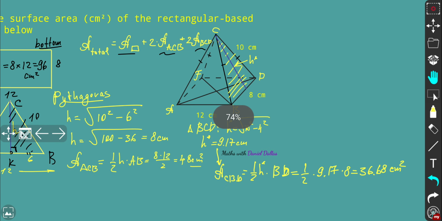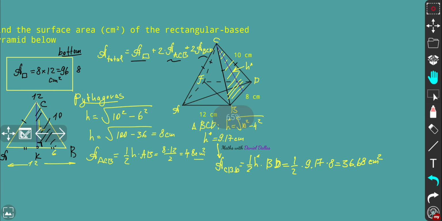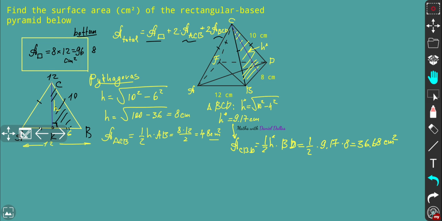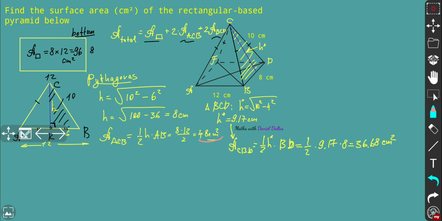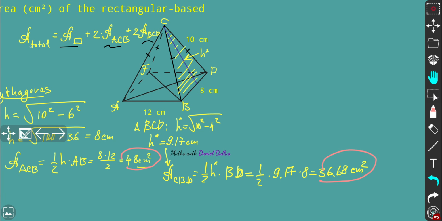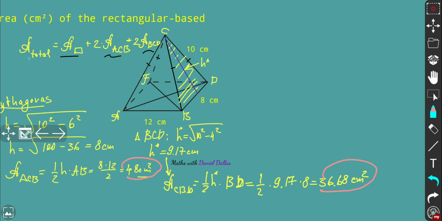So we have all the measures for each particular area right now. And what I'm gonna do, I just squeeze a little bit. And now we just want to use those values. So the area for triangle ACB is 48 centimeters, sorry, not 4.8, it's 48. And the area for triangle CBD, or BCD as we mark here, is 36.68. So we can simply plug those values into the final formula. So we use that formula, and we find the total area right now.